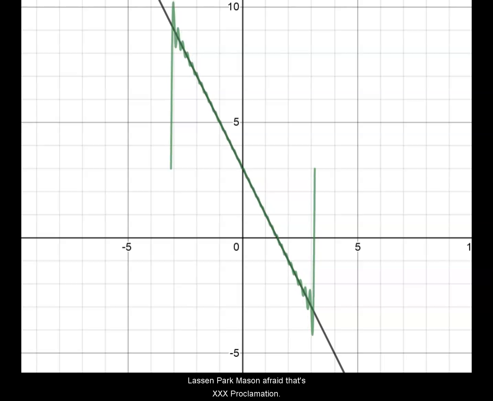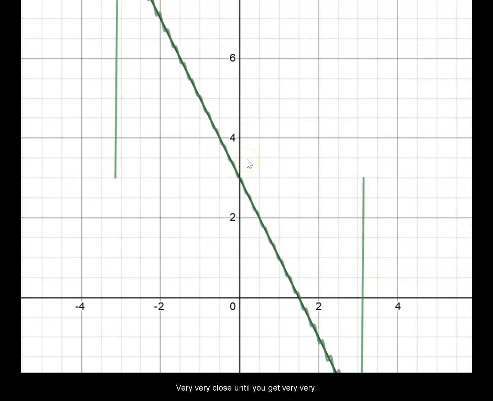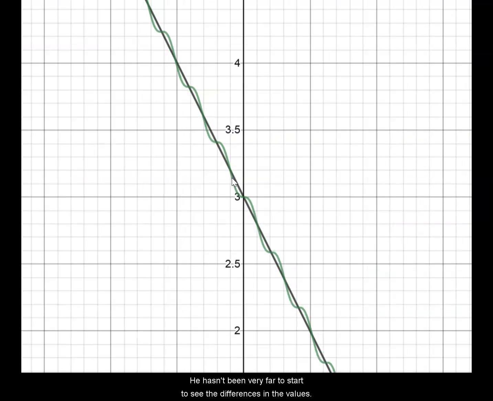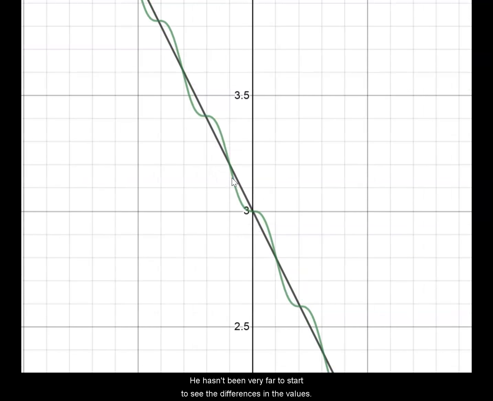Right? So that's an approximation of 30. That's the 30th approximation for 3 minus 2x. Okay. So you can see it's very close until you have to zoom in very far to start to see the differences in the values. So that's what Fourier approximations allow us to do. As far as approximating functions, Fourier lets us do way more stuff, which we'll get into in just a second.